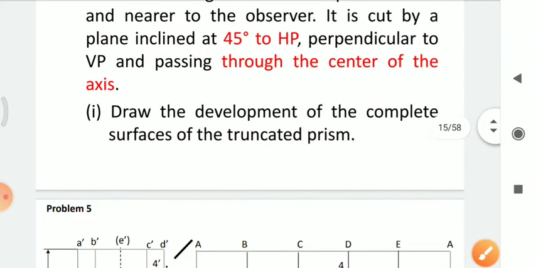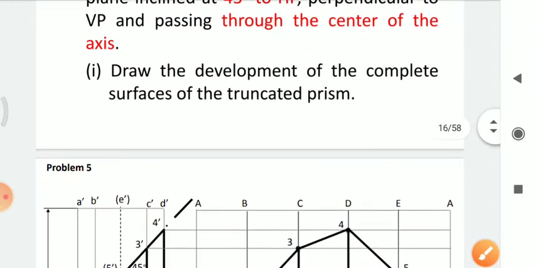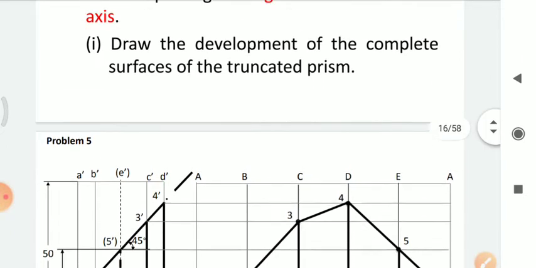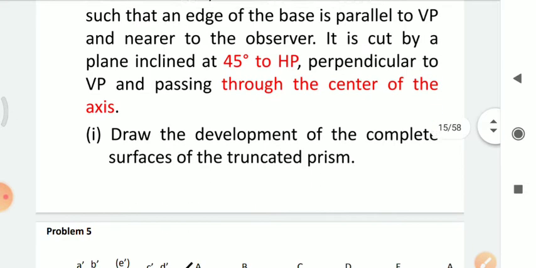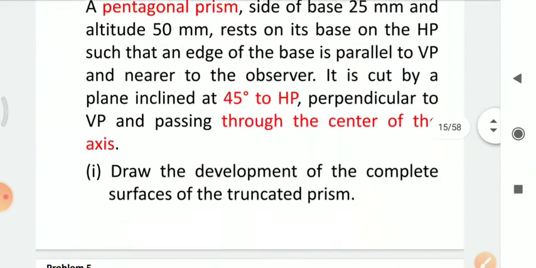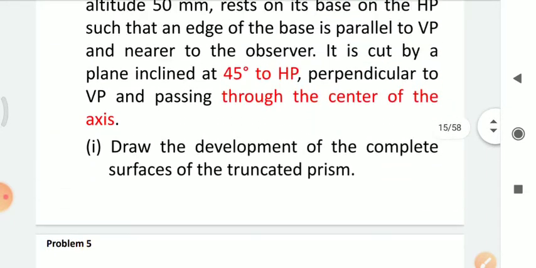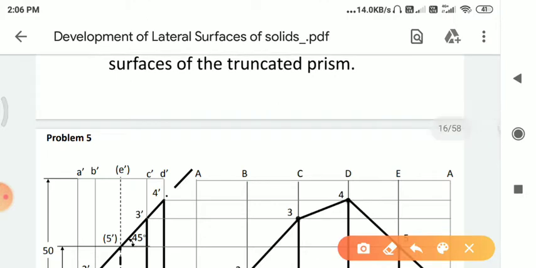Okay, solution now. Draw the development of the complete surfaces of the truncated prism. First of all, as usual, the way you draw projections of solids, you have to draw its first position. Okay, how to draw the first position? He says, what is the position? Usually, how do you draw it? I'll just show a rough sketch here.